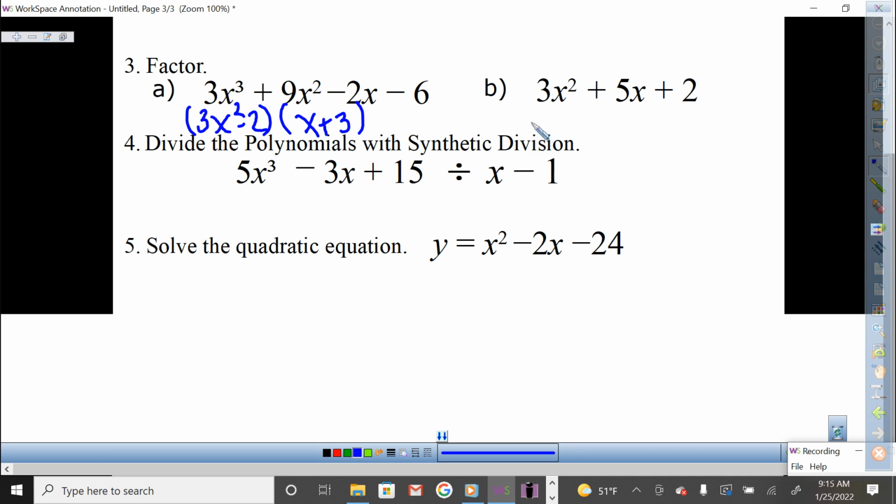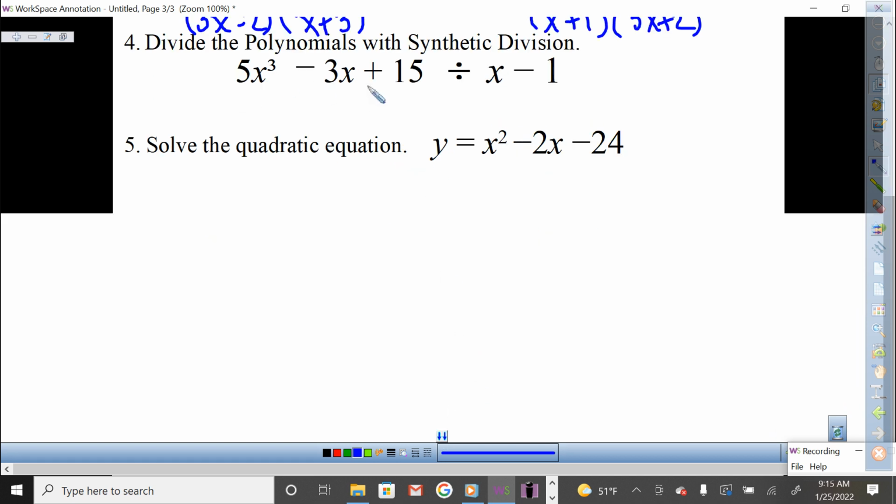Pedro, what'd you get for 3B? x plus 1, 3x plus 2. Hands if you got that. Looks about right. Let me go over number 4 because your home play had one that looks something like that.